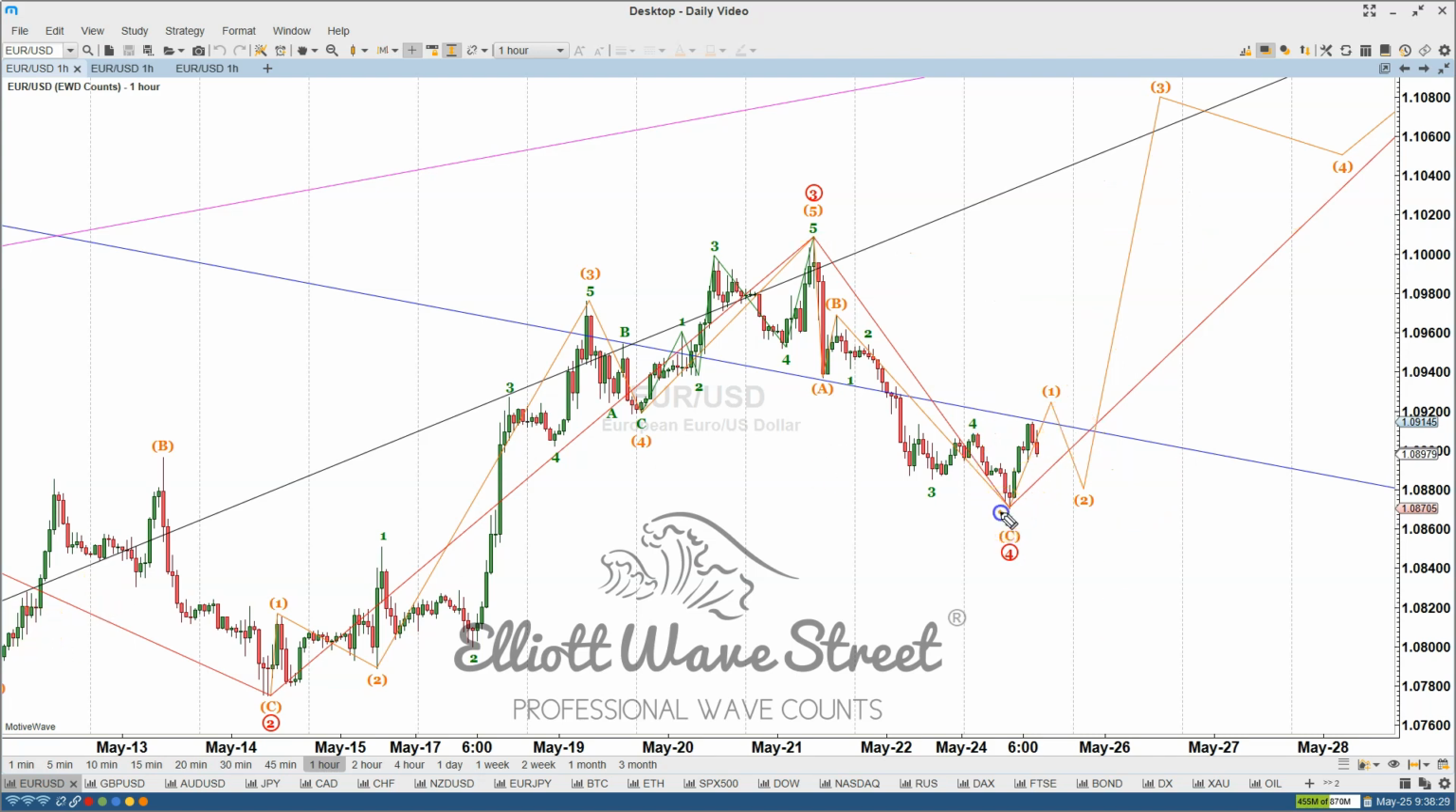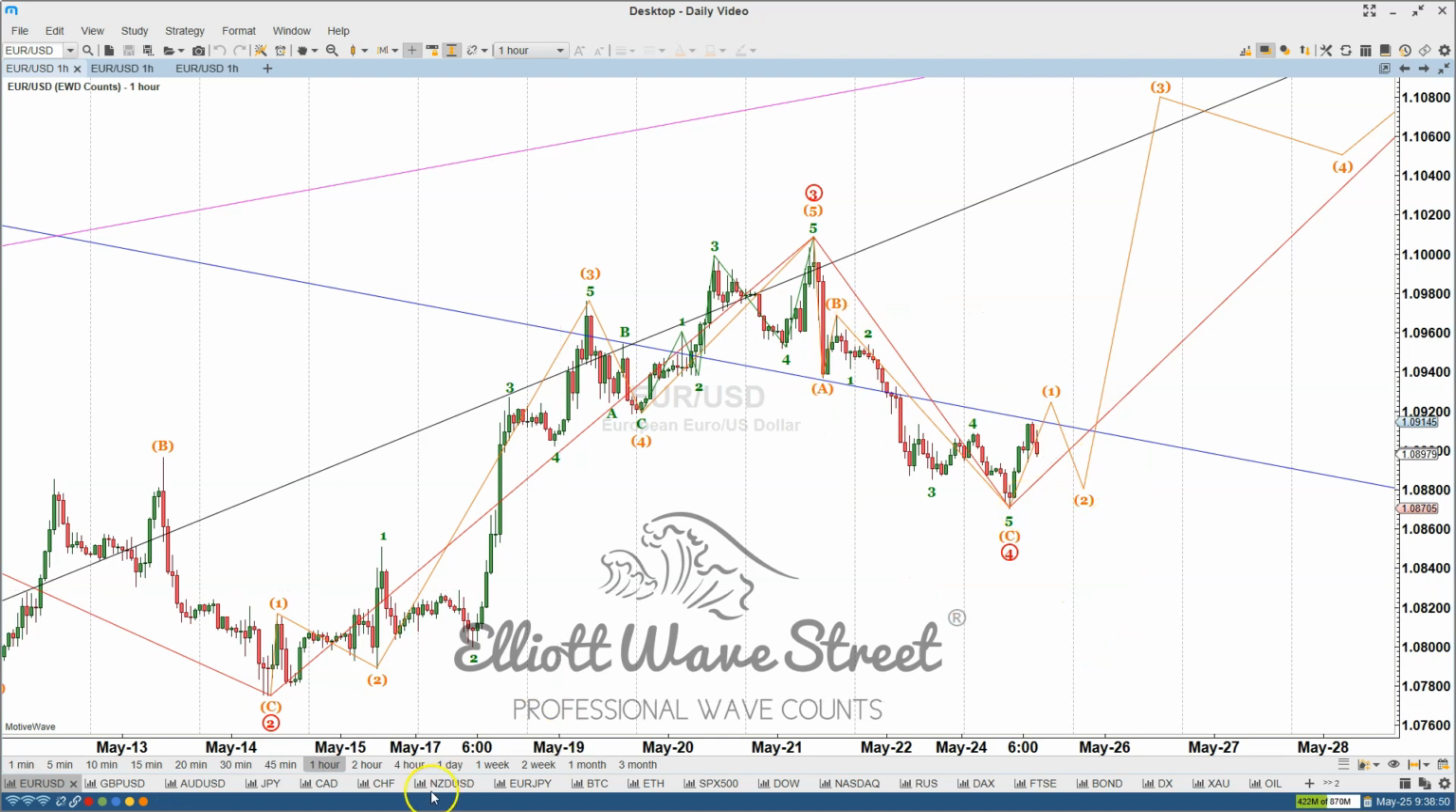Now, if the price makes a lower low here, I'm not going to buy the euro yet. Something different might be happening actually if that happens. So look how you can use the Elliott wave theory to trade or not to trade and to adjust the wave count if something unexpected happens.